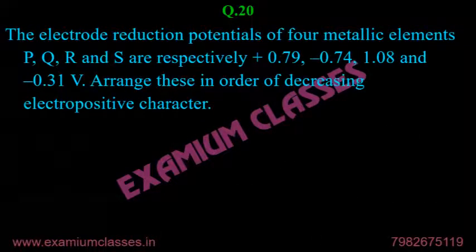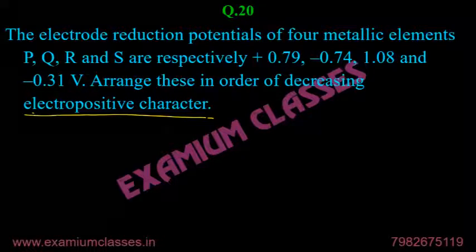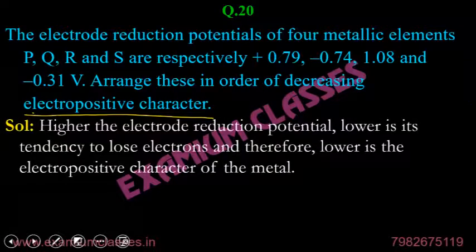Next question. The electrode potentials of four metallic elements P, Q, R, S are given. Arrange these in order of decreasing electropositive character. Now there is a relationship between the electrode potential and electropositive character. So this is just to know that and you will get the answer.